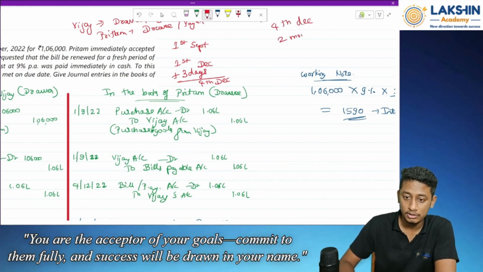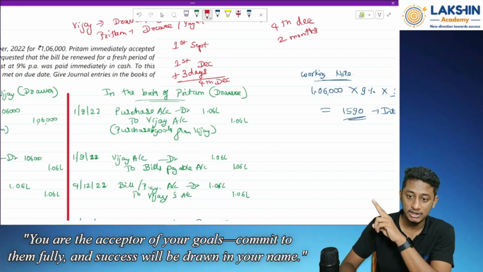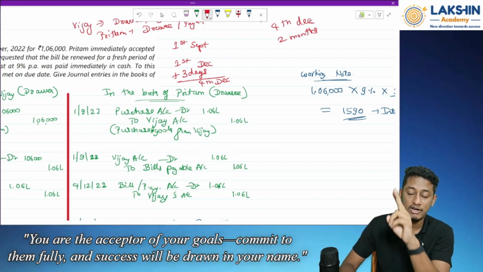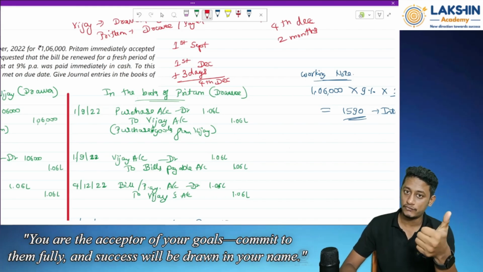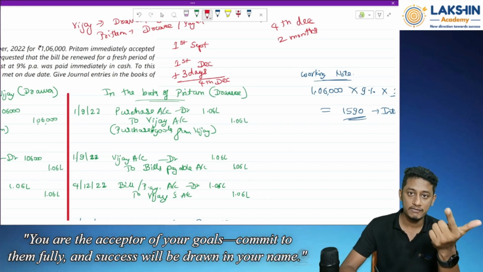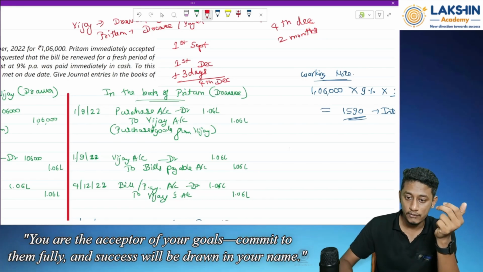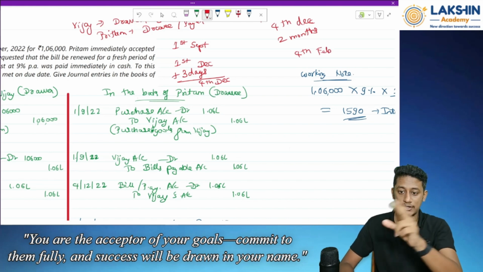For 2 months, right? For 2 months the bill was created on 4th of December. So find out the due date. First of all, find 2 months from 4th December. So 4th December to 31st December is a full month, then January. So 4th of Feb will be the date after 2 months.